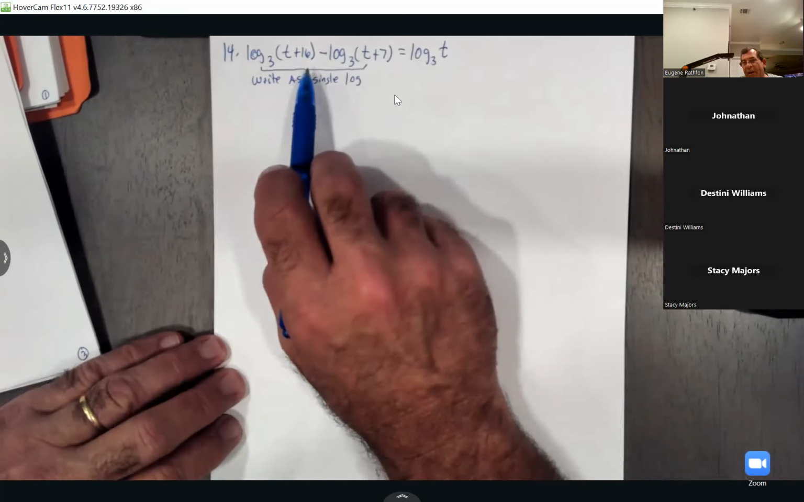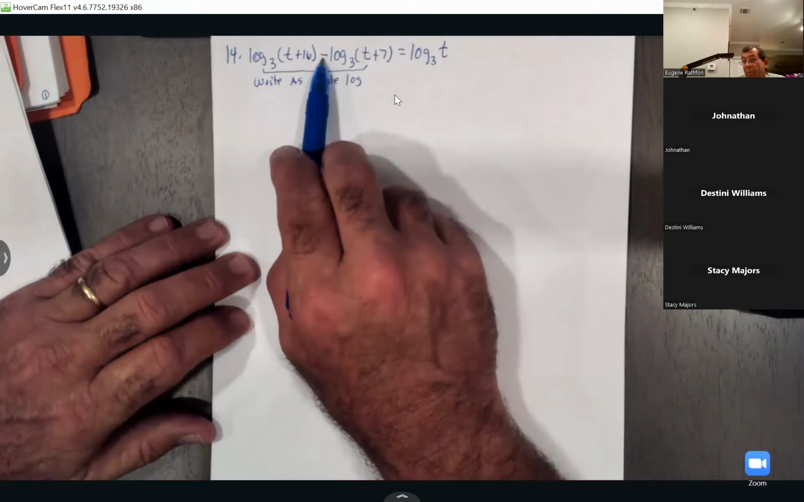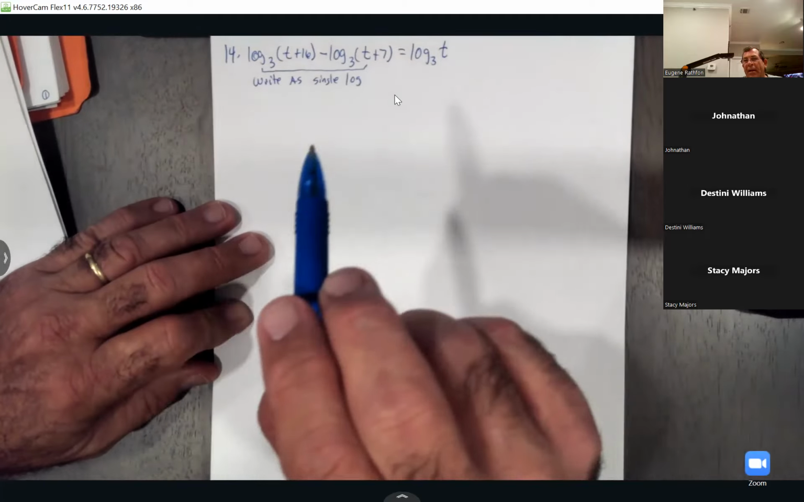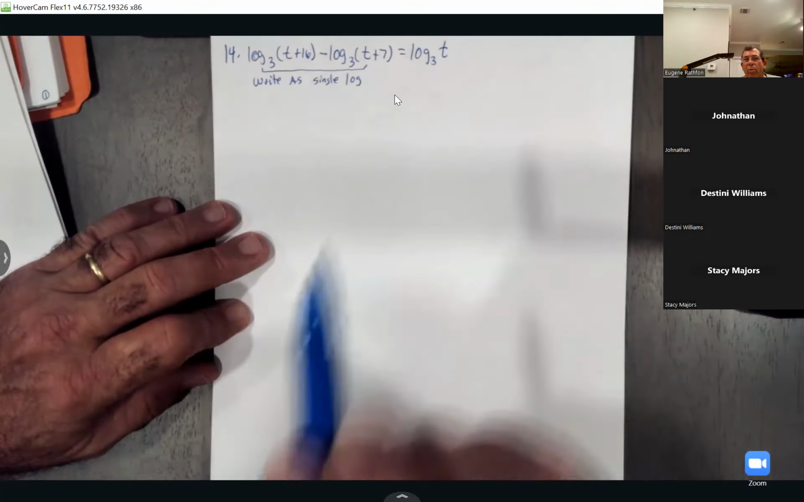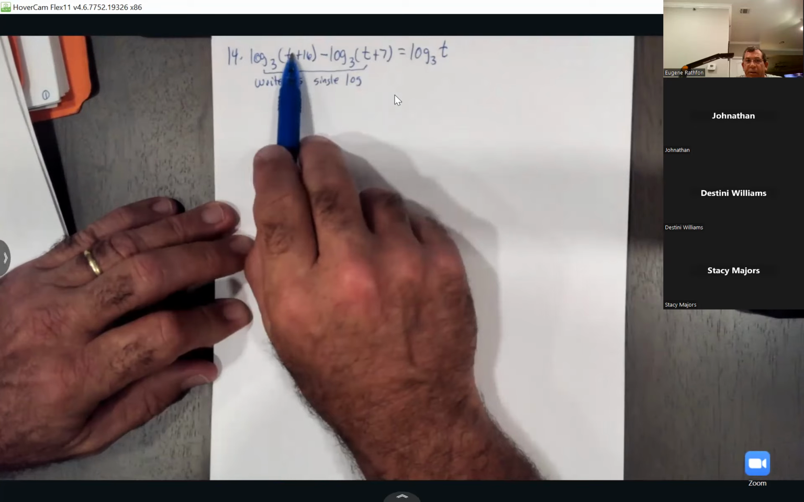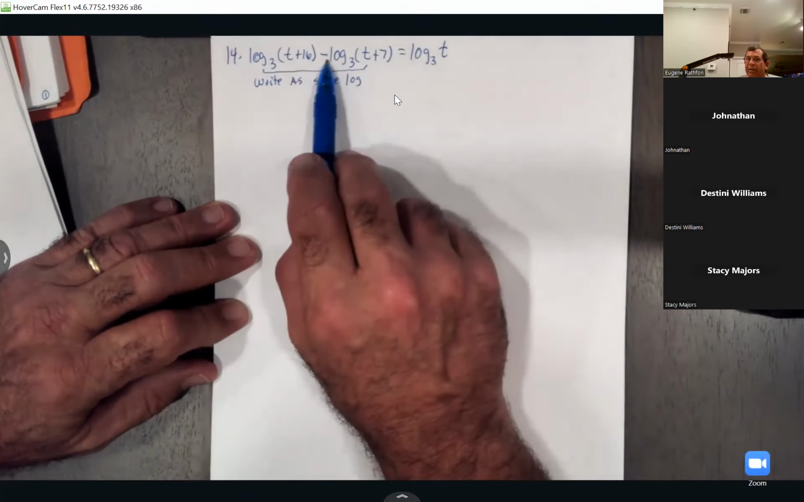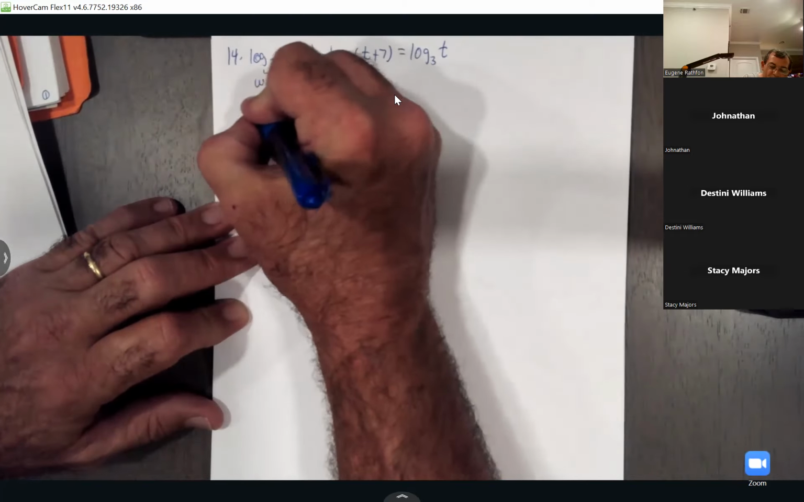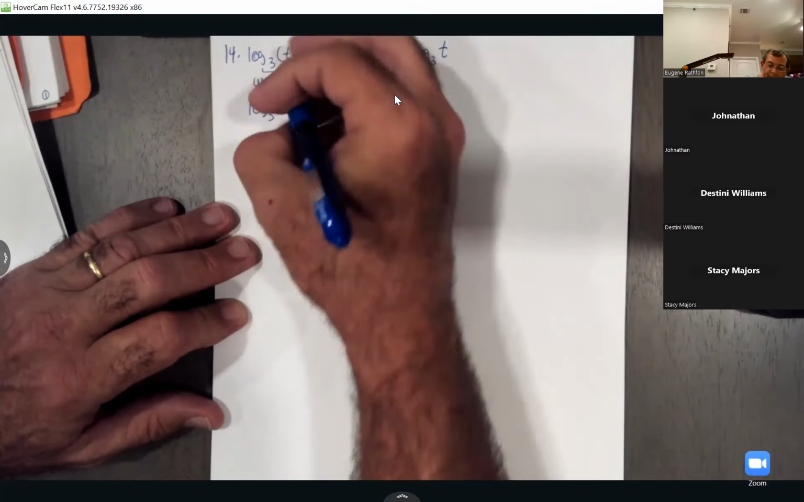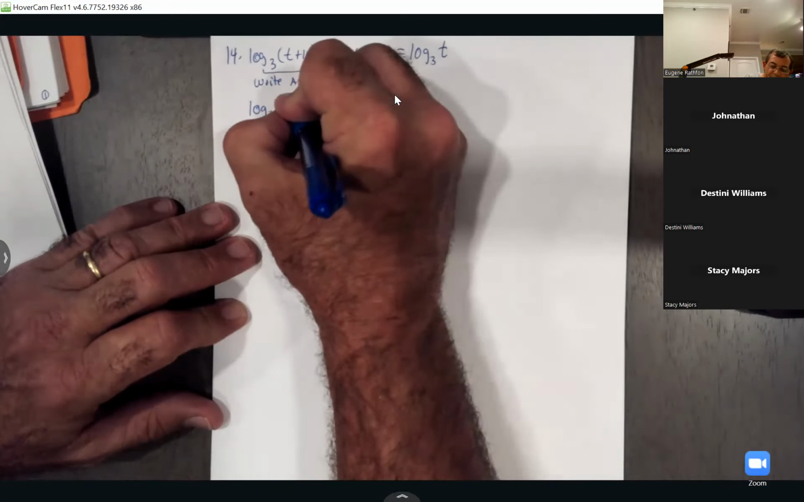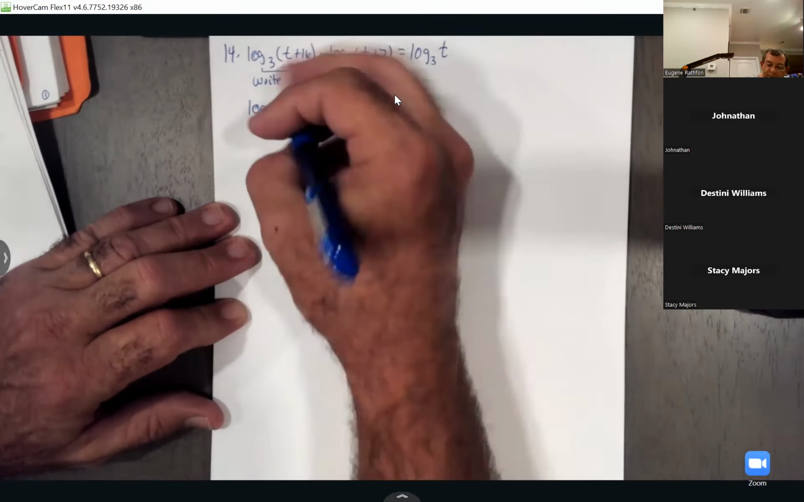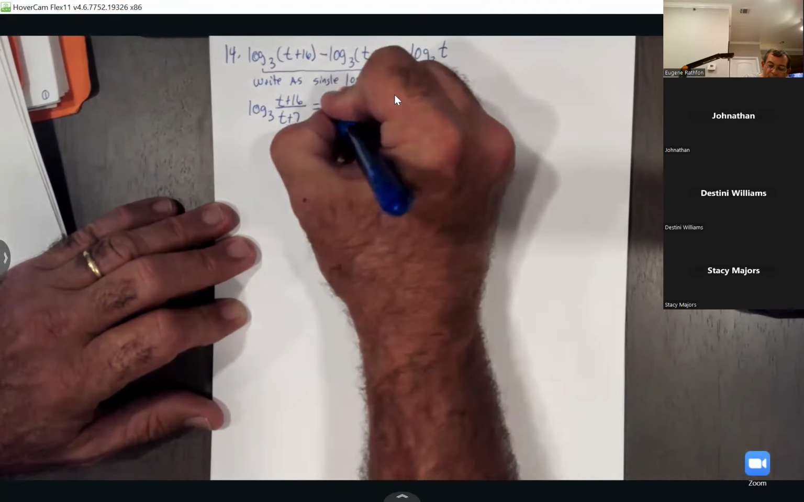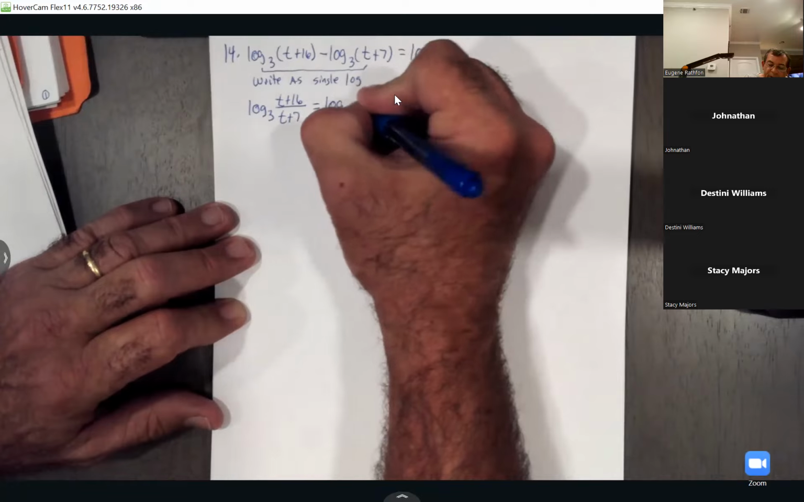So if I rewrite this one as a single log, they're being subtracted. So remember, if they're being subtracted, they're going to look like a quotient. The positive stuff goes to the top, and the stuff being subtracted goes to the bottom. So we're going to pull out that log base 3. T plus 16 will be on the top over t plus 7. And that's going to equal my log base 3 of t.